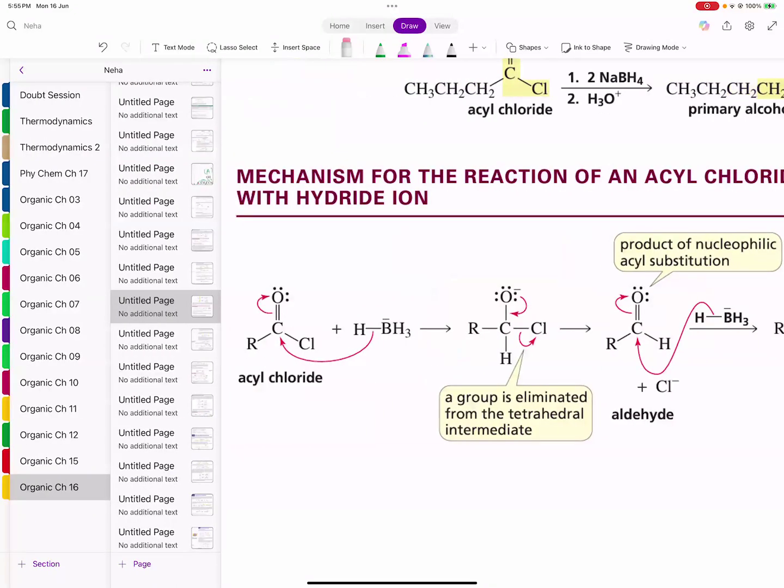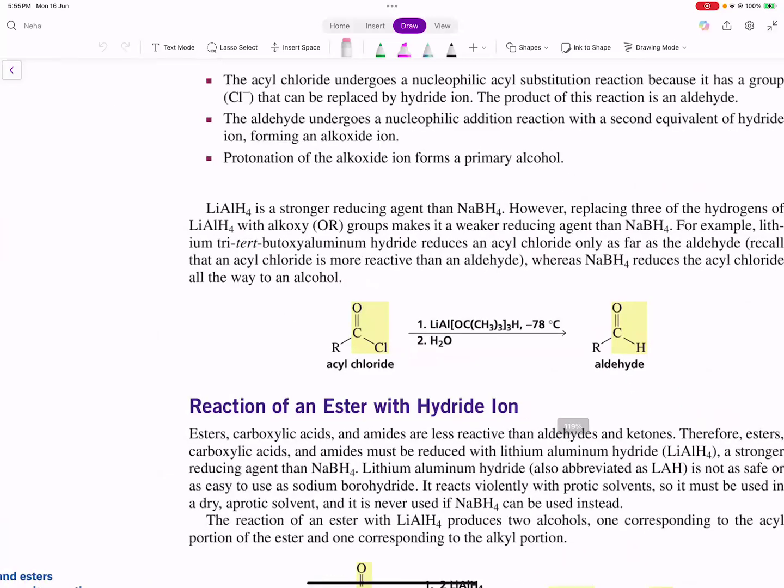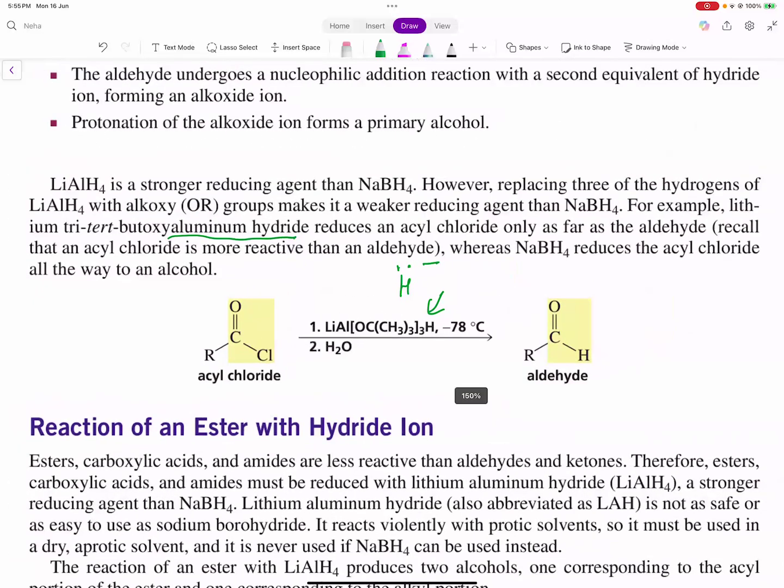Okay, we'll move forward. Now here, this is a very fancy thing, and we have to remember. This is lithium tri-tert-butoxy aluminum hydride. Only one reaction has stopped at the aldehyde stage. Why? Because here only one H negative is available, so it will just replace it once and stop. It is very less reactive as compared to NaBH4.